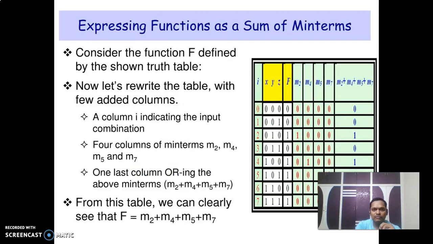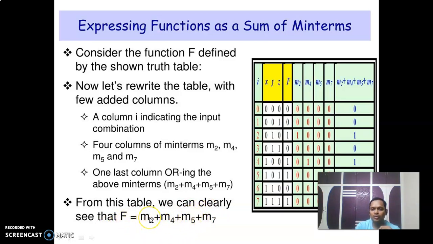Expressing the function as the sum of min terms. Consider the function capital F defined as shown in the figure. Now let's rewrite the table with a few added columns. A column i, indicating the number of the input combination, four columns for m2, m4, m5 and m7, and one last column for the sum of the above min terms, m2 plus m4 plus m5 plus m7. From this table we can clearly see that the function F is m2, m4, m5, m7. It is nothing but a sum of products.